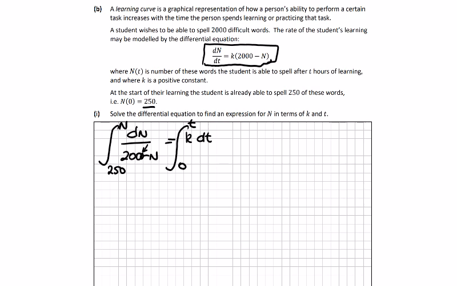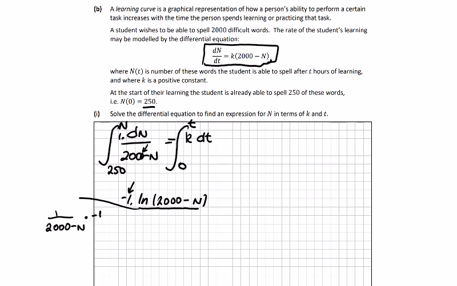So if we integrate this, we're going to get the natural log. It's like 1 over. So we're going to get the natural log of 2000 minus n. But if we differentiate the natural log of 2000 minus n, there would be a minus 1 in here, wouldn't there? So we need to take account of that. We definitely need this minus 1 to counter that, to make it a positive.